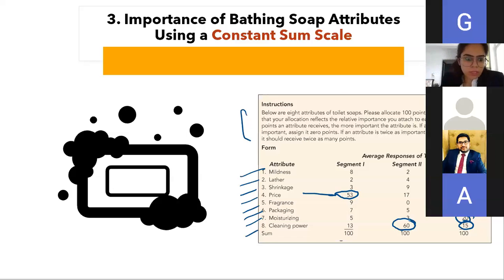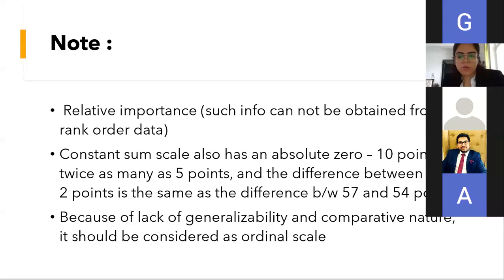Okay, so let's see. The relative importance, that information cannot be obtained from rank order data. Are you able to see that?